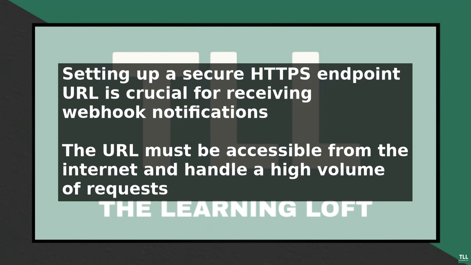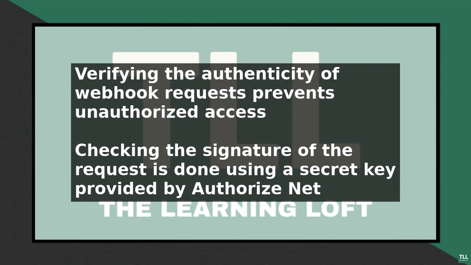When receiving a webhook notification, it is essential to verify the authenticity of the request to prevent unauthorized access. This can be done by checking the signature of the request, which is generated using a secret key provided by Authorize Net. Another best practice is to handle webhook notifications asynchronously to prevent delays in processing transactions. This can be done by using a message queue or a job queue to process the notifications in the background.